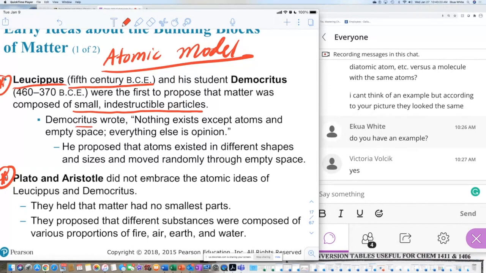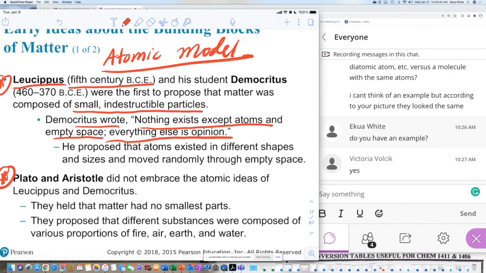Okay? So Democritus wrote, nothing exists except for atoms and empty space. So he said, when I look around me, the things I can tangibly feel and experience, those are atoms. The things I can't feel or experience, empty space. Everything else is opinion. Okay?